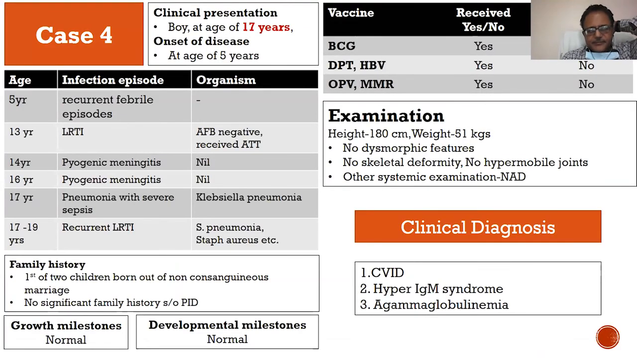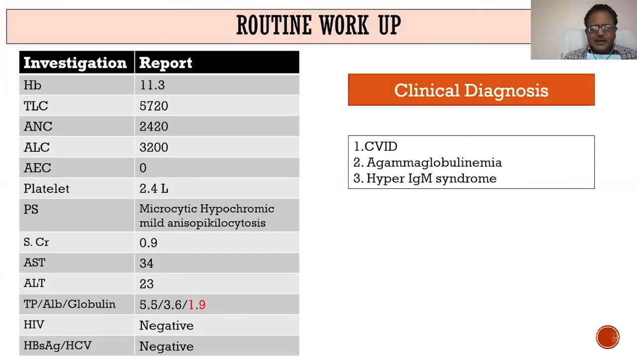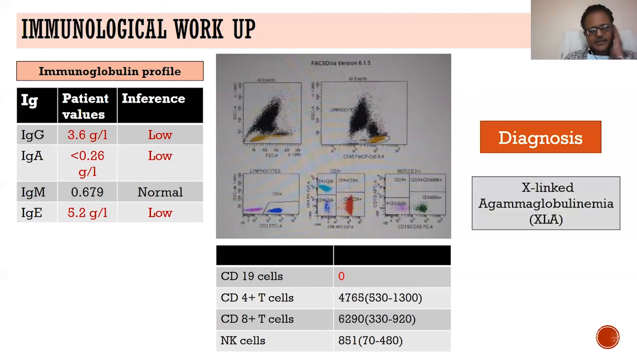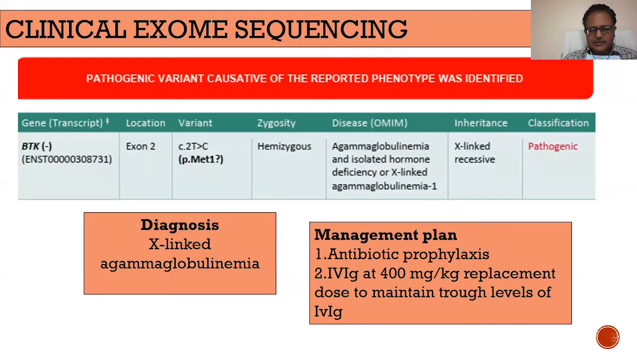Then we have another person in the same group, a 17-year-old boy. Similarly, recurrent febrile episodes, meningitis, sepsis. So the diagnosis again was CVID, hyper IgM syndrome, or agammaglobulinemia. In this, again, the globulins were low. And what we found was all the immunoglobulins, IgA, were low, whereas the CD19 was 0. This is a characteristic of X-linked agammaglobulinemia. That is how we differentiate between CVID and X-linked agammaglobulinemia. And exome sequencing will confirm the diagnosis. The management plan is antibiotics and IVIG.